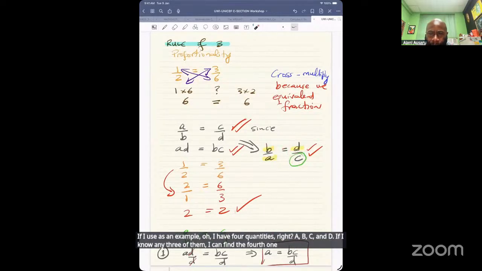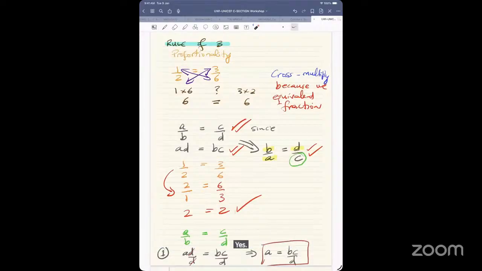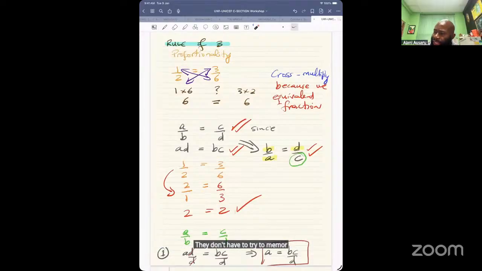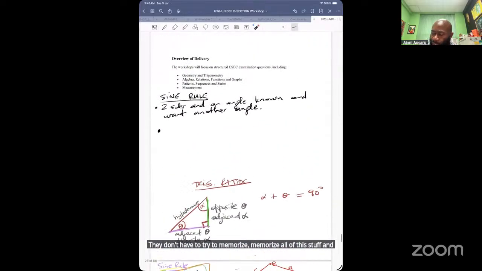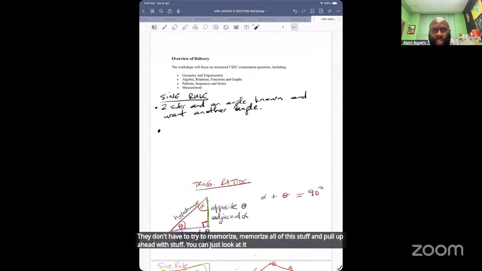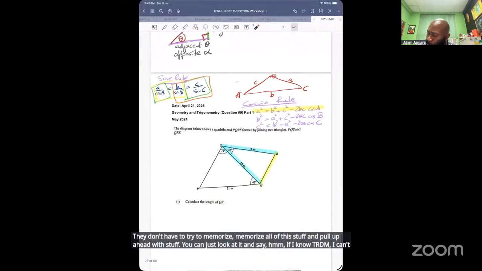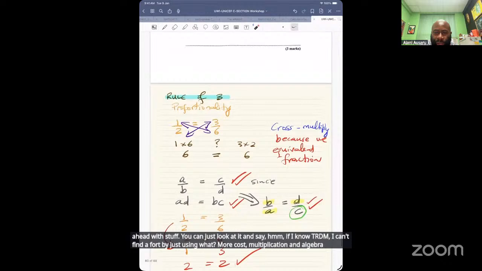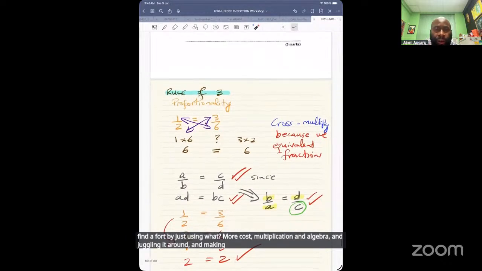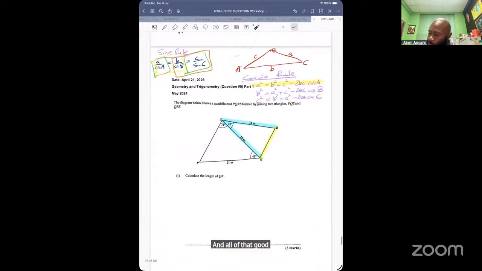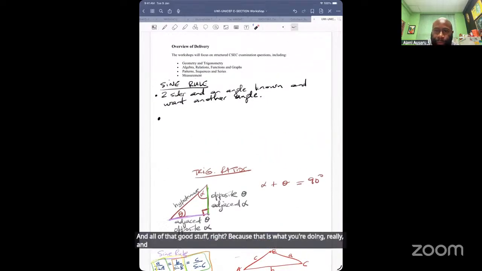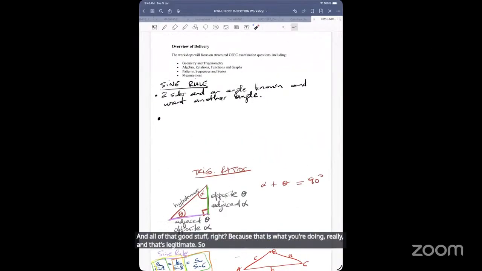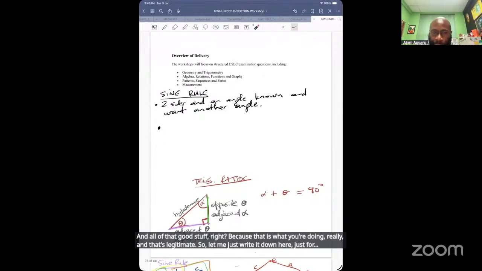Make sense? You don't have to try to memorize all of this stuff and fill up your head. You can just look at it and say, if I know three of them, I can find the fourth by just using what? Cross multiplication and algebra and juggling it around and making the subject of the formula and all of that good stuff, right? Because that is what you're really doing, and that's legitimate. So let me just write it down here to have it on the record.